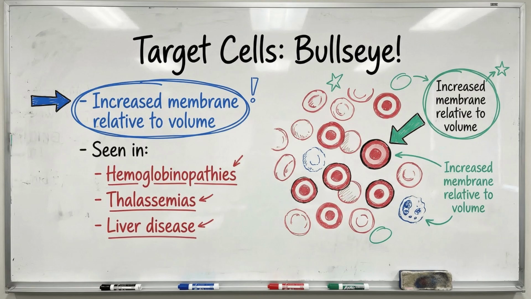While they're a common finding in hemoglobinopathies and thalassemias, you'll also see them in iron deficiency and liver disease. So while they're not specific to sickle cell, seeing them should always make you consider a problem with hemoglobin or membrane to volume ratio. Now, let's shift our focus to extrinsic causes of hemolysis, where the problem isn't with the red blood cell itself, but with its environment.